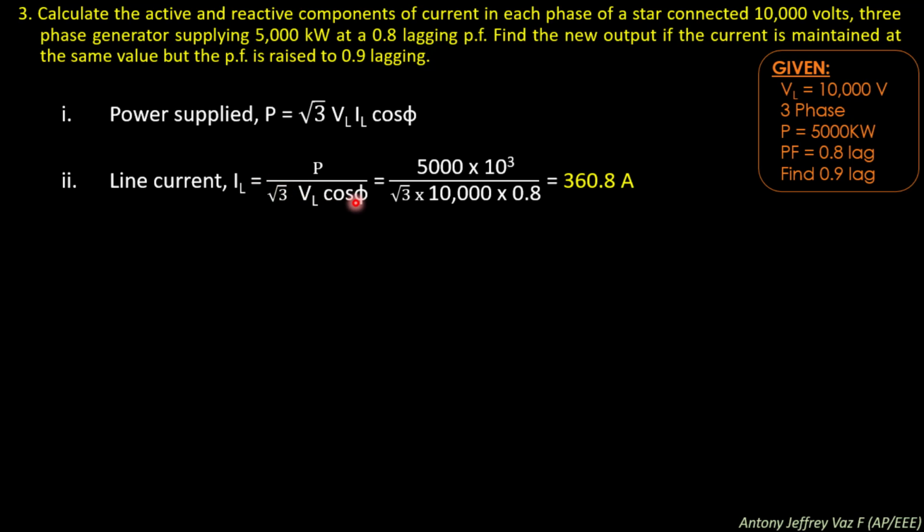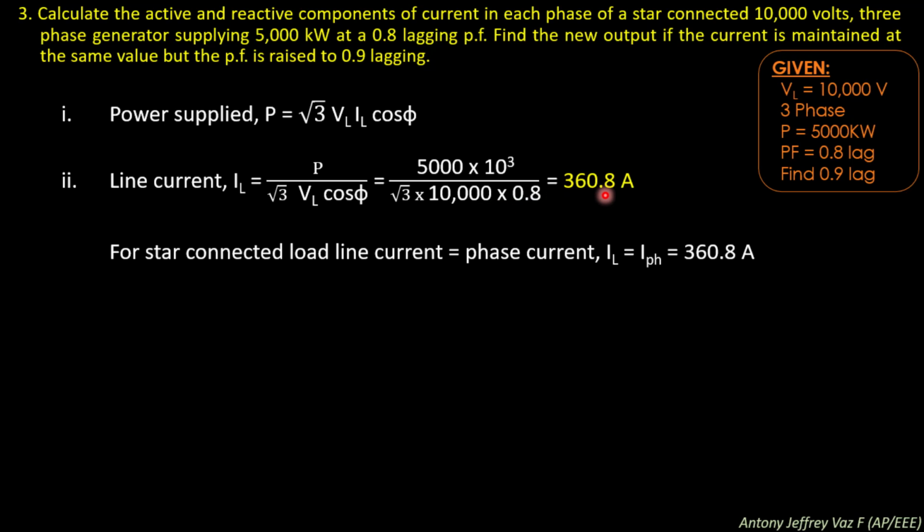VL cos pi. Here P is nothing but 5000 kilowatt, so 5000 into 10 power 3 watts divided by root 3 into VL is 10,000 volt and cos pi is 0.8 lagging. Now you will get the line current, which is 360.8 amperes. For star connected load, line current is equal to phase current. So IL will be equivalent to I phase, which is nothing but 360.8 amperes.